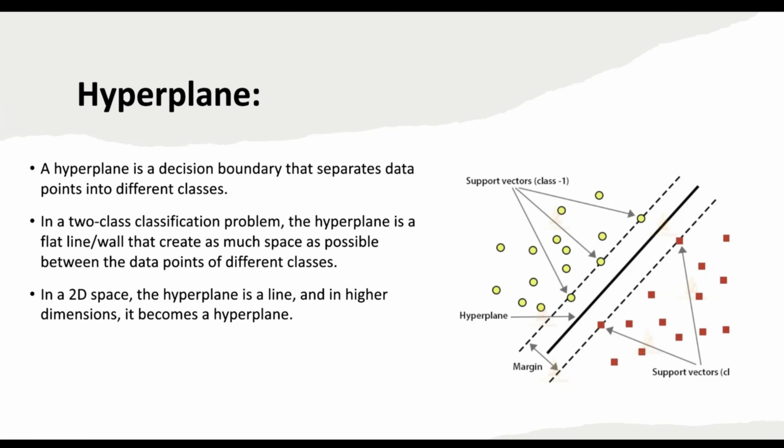In a two-class classification problem, the hyperplane is like a wall or a flat line that creates as much space as possible between the data points of the different classes. In a 2D space, this hyperplane is usually regarded as a line, so it's just a line that separates the data points. But when you move to higher dimensions, this line becomes a hyperplane.